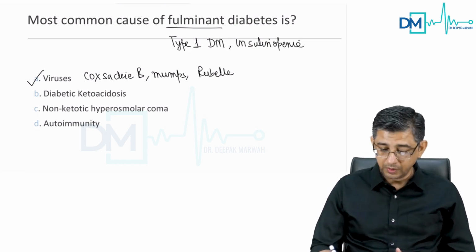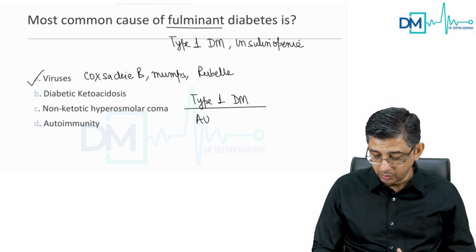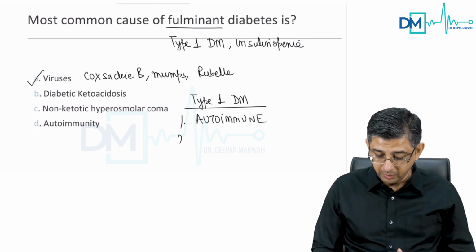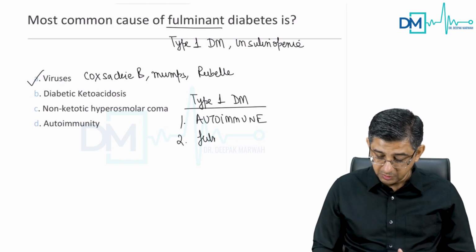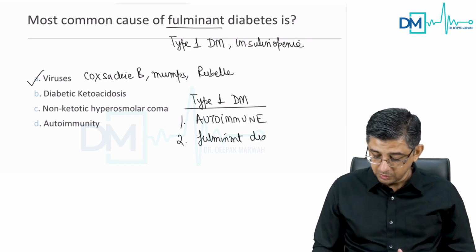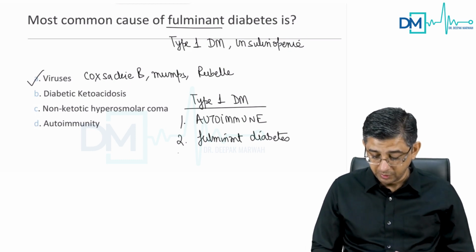Let us just revise quickly. If they ask you what is the leading cause of type 1 diabetes mellitus, you would answer autoimmune destruction of the beta cells. That's the primary cause. But after autoimmunity, the second important cause for development of type 1 diabetes mellitus is what we have just studied in this MCQ. Fulminant diabetes is due to viral insult, where a healthy adult can develop type 1 diabetes mellitus.